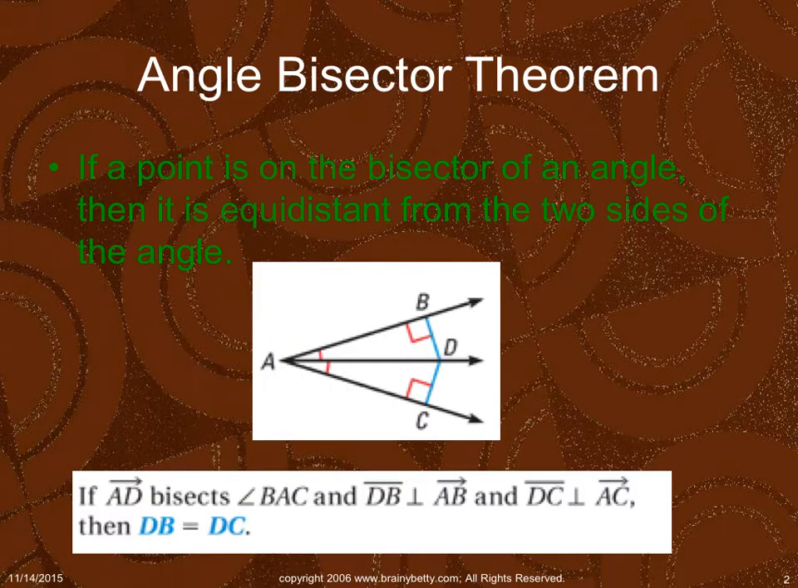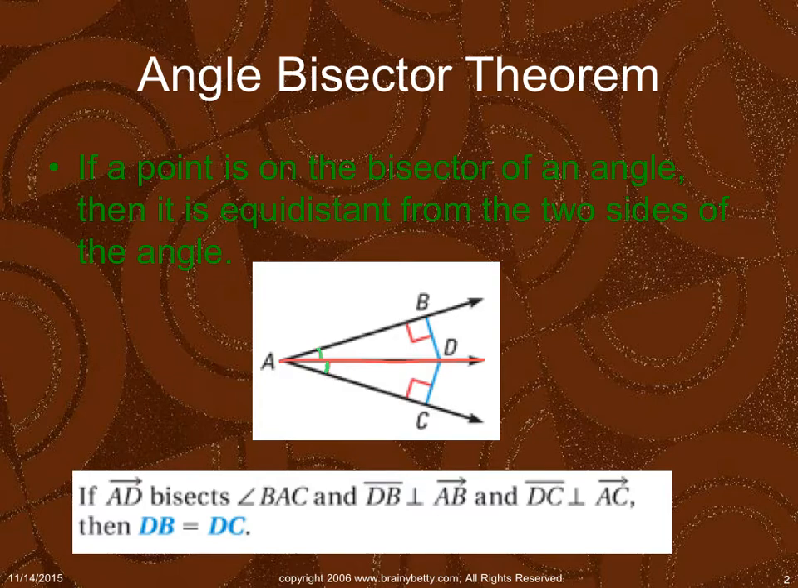This is the angle bisector theorem, and it says if a point is on the angle bisector of an angle, then it is equidistant from the two sides of the angle. What we're looking at here is AD, this line right here, is definitely the angle bisector, and I can tell that because you can see that this angle is being bisected. Therefore, ray AD, that red line, is definitely the angle bisector.